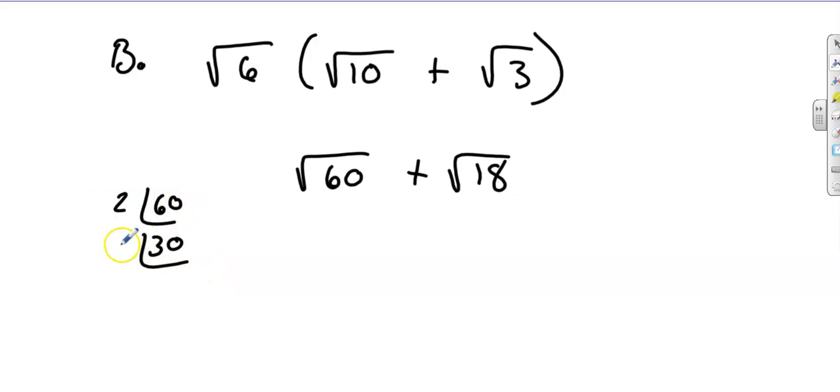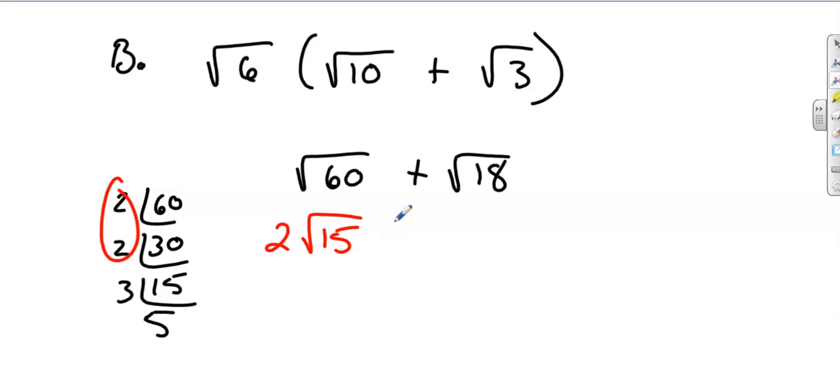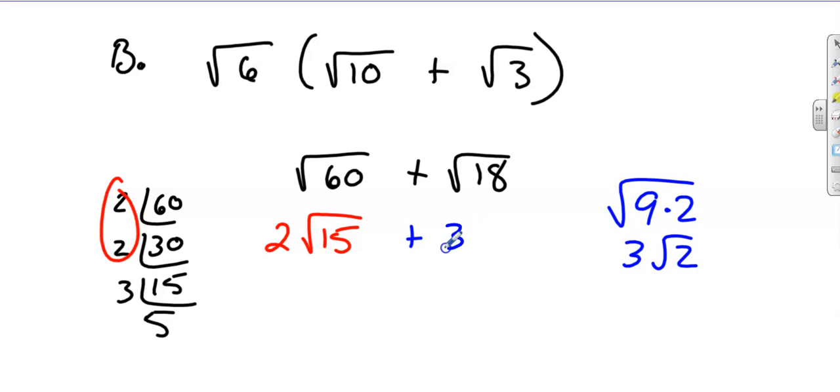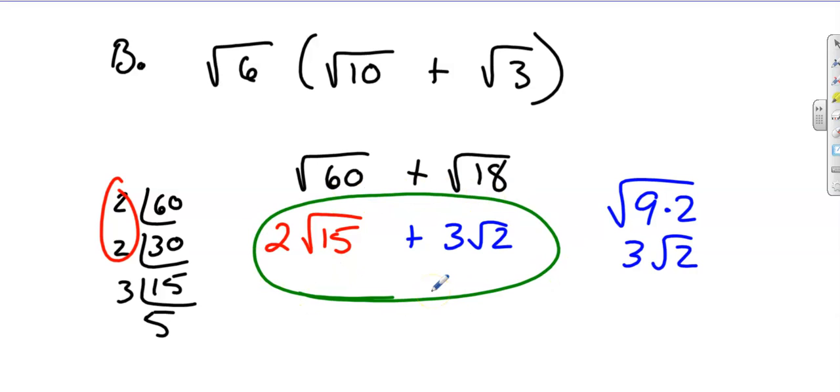60, if you divide it by 2, that's 30. 30, if you divide it by 2, that's 15. 15 is 3 times 5, so 60 is 2 times 2 times 3 times 5. You do have a pair of 2's you can take out. The 3 and the 5 are left on the inside. So that would be 2 square root of 15. Seems like you could get something bigger, but in that case, that's all you could do. Okay, square root of 18. That one, I know it's 9 times 2. 9 is that perfect square, so that's 3 square root of 2. And because that one's square root of 15, that one's square root of 2, that's as far as that answer is going to go.